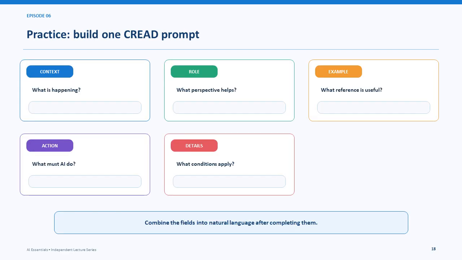Now build one CREAD prompt. Describe what is happening, choose the perspective that would help, and identify any useful reference. State the action AI should perform and the conditions the result must satisfy. Combine these facts into natural language rather than writing 5 disconnected labels, unless the labels help you think.